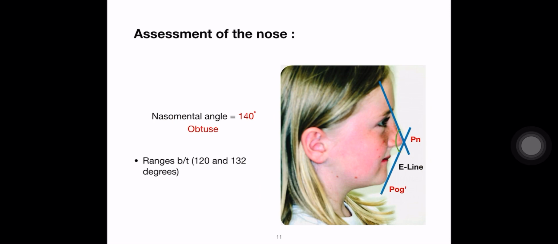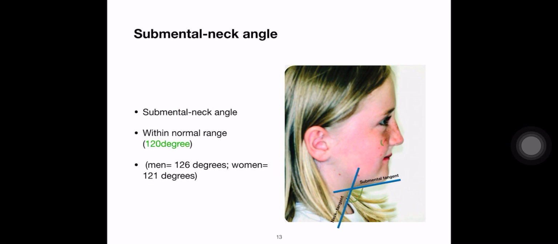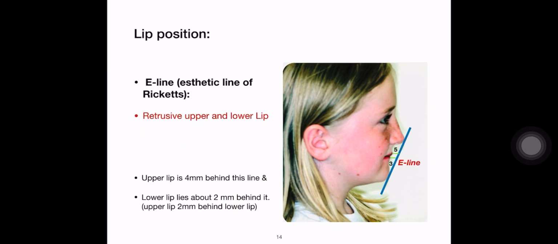Nasomental angle, we can measure it by drawing a line along the axis of the radix with the E line. The normal range is from 120 to 132. We can see here an obtuse nasomental angle. Mentocervical angle, it's within the normal, and we can measure it by the A line and submental tangent. Submental neck angle, it's also within the normal. We can measure it by the submental tangent and neck tangent.